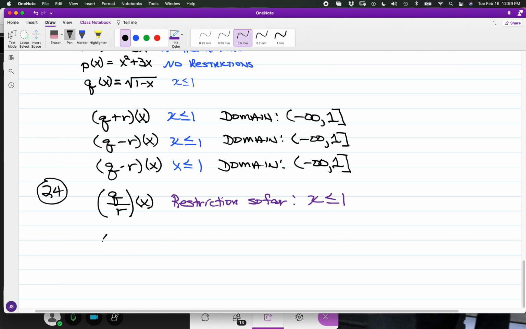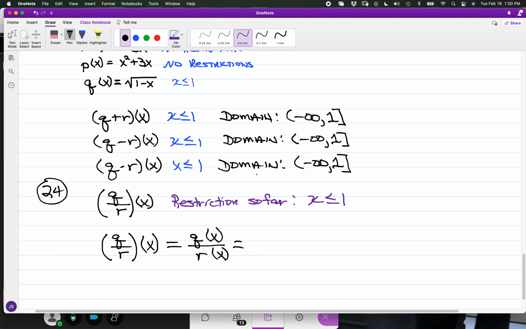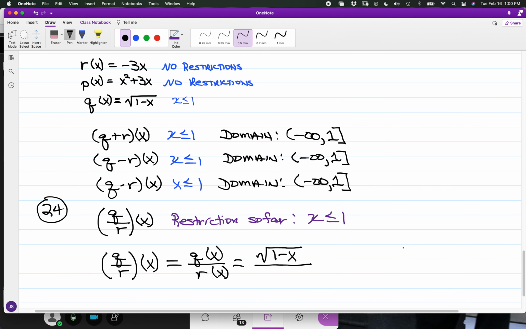Now, looking at defining what we're going to have specifically, we have q over r of x. So you have q of x all over r of x. And for q of x, again, we have the square root of 1 minus x. And for r of x, again, we have negative 3x.